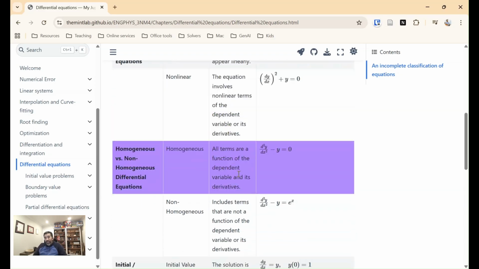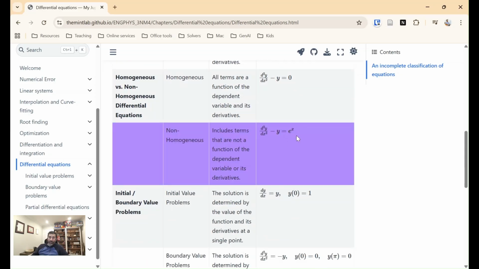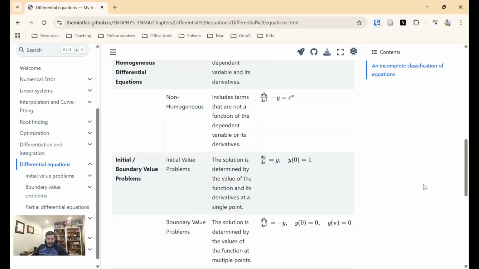Homogeneous versus non-homogeneous, what that has to do with is the right-hand side, which, well, it doesn't have to be a constant. Anything that depends on the dependent or the independent variable will break that homogeneity. So this one is considered homogeneous because there's 0 on the other side. Non-homogeneous includes some function. Maybe that function is a constant or anything but 0, anything like that that has some kind of dependence on the independent variable here. Okay.